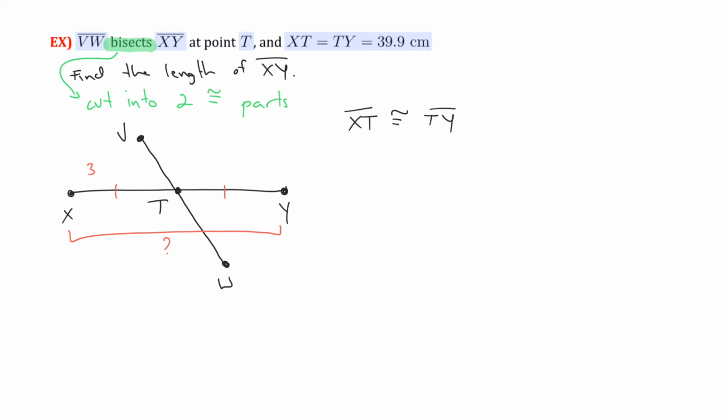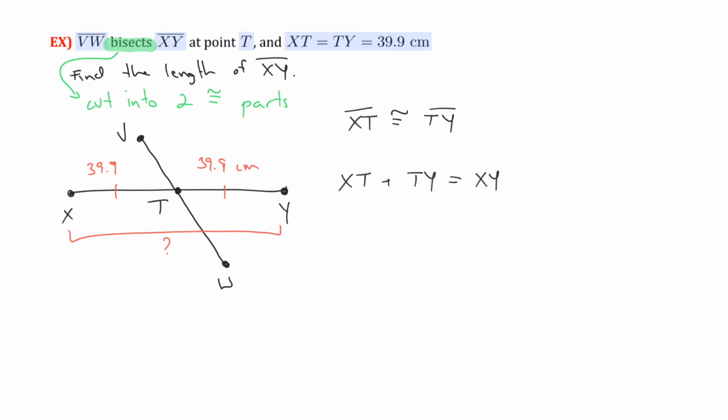They tell us that each of these lengths is 39.9 centimeters. So let's go ahead and use the segment addition postulate to figure out the length of the entire segment. The segment addition postulate says that you take each part of the segment. So XT is one part, and I add it together with TY, which is another part. And this gives me the entire length of the segment XY, the whole segment.